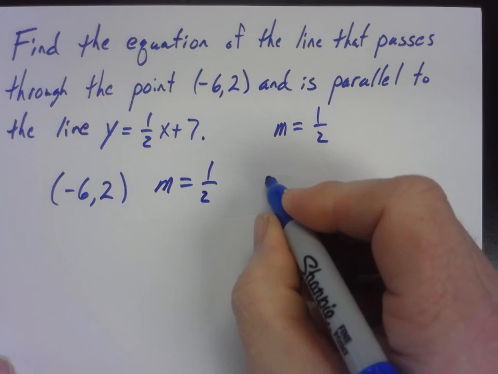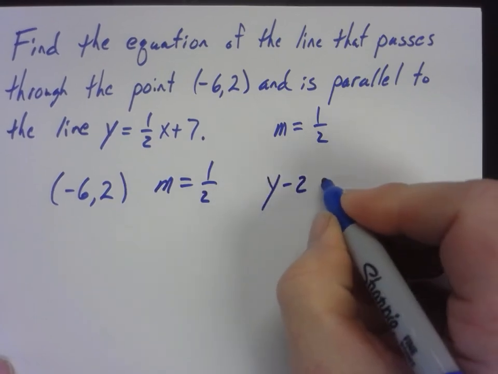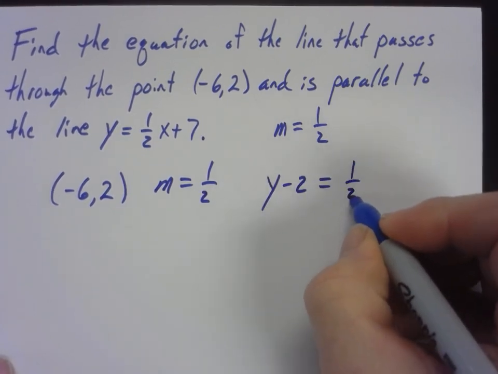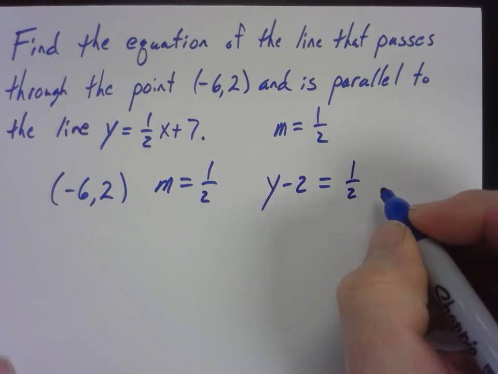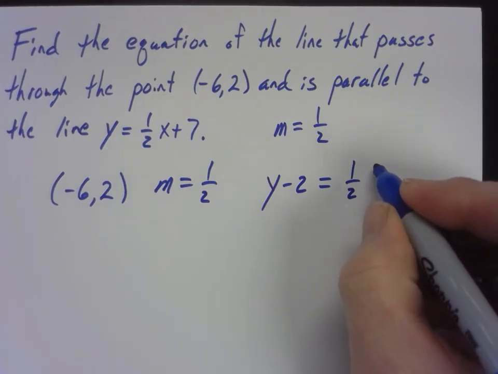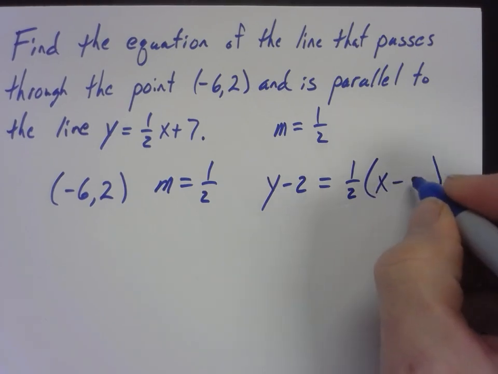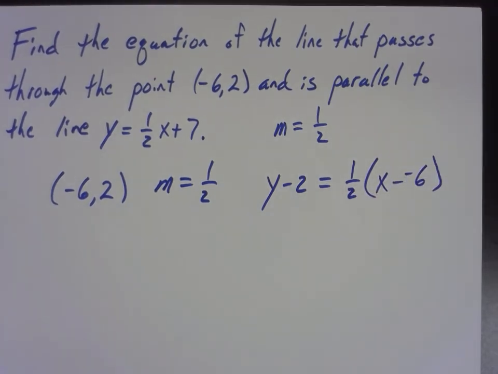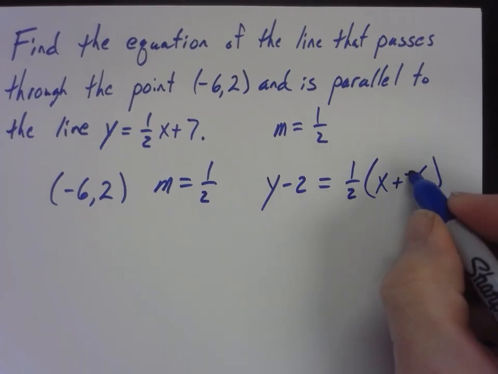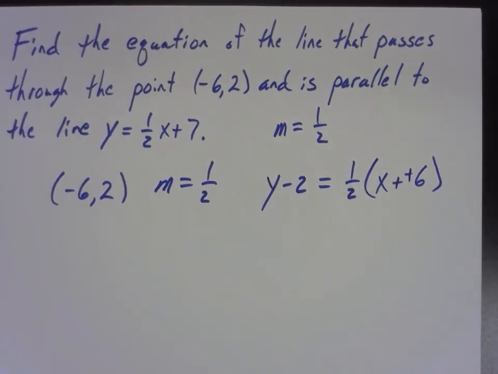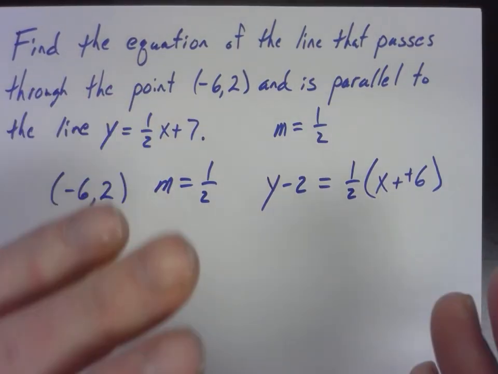Y minus 2 equals 1/2 times the quantity x minus -6. Awesome. So this is plus 6. So here we have the equation of the line that passes through the point and has the correct slope.